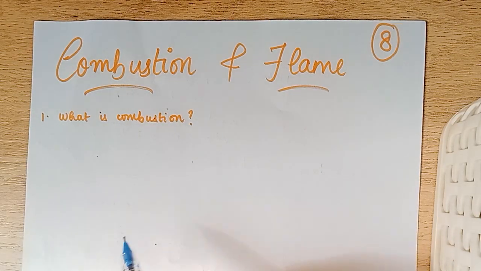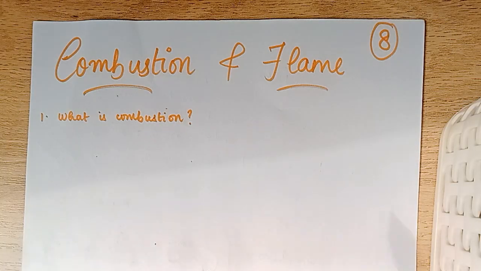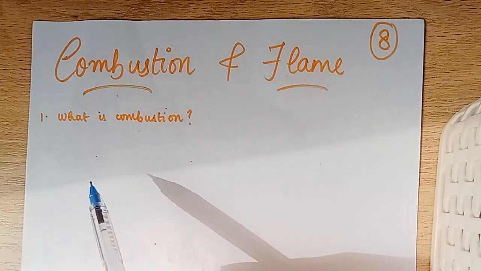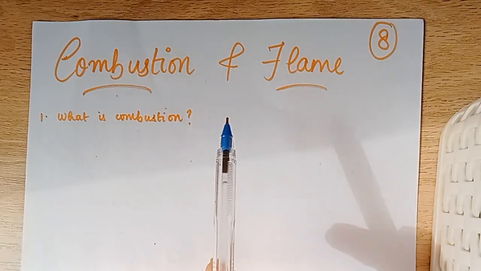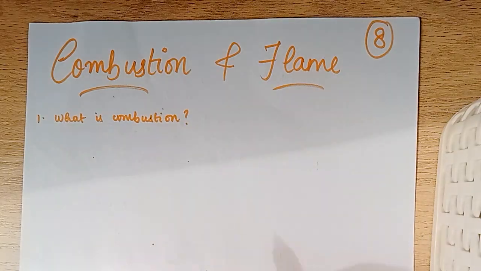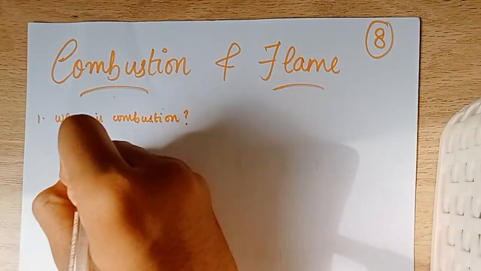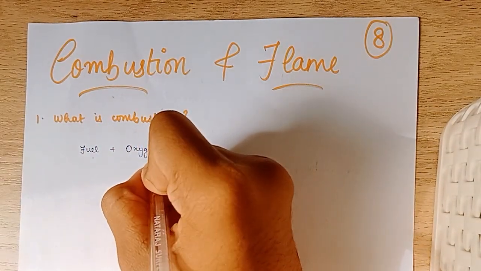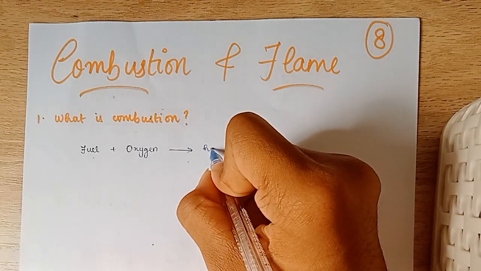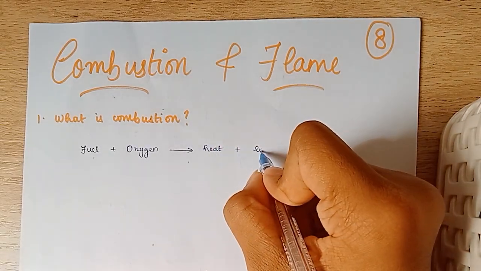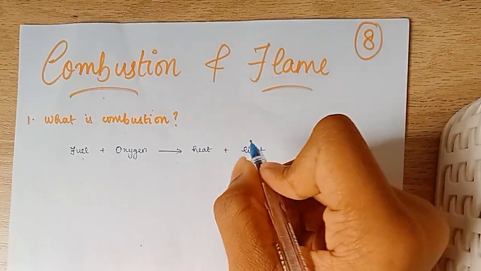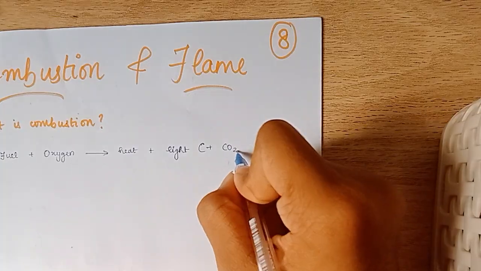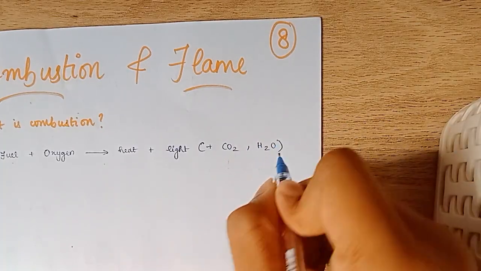So combustion is a chemical process in which a substance burns in the presence of oxygen and produces heat and light. Well, that's a very big sentence, and how can I shorten it? Okay, in simple terms, fuel plus oxygen gives out heat plus light, as well as products such as CO2, that is carbon dioxide, and water.